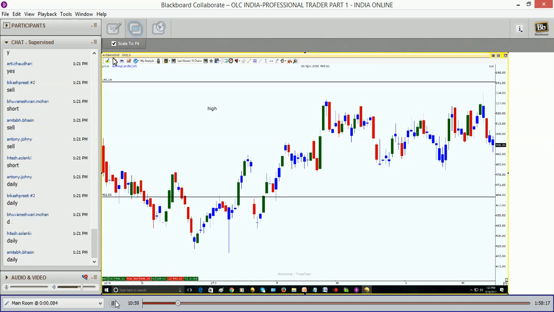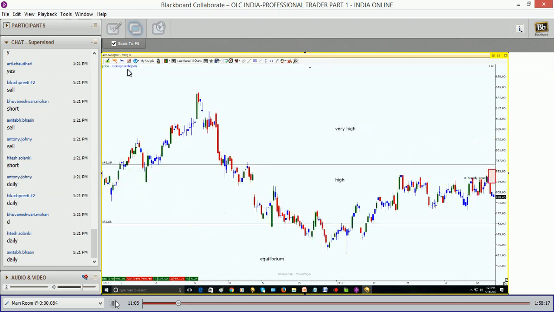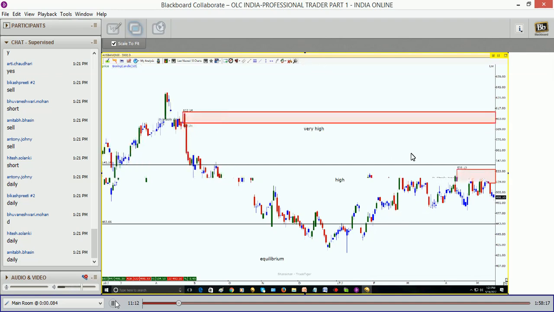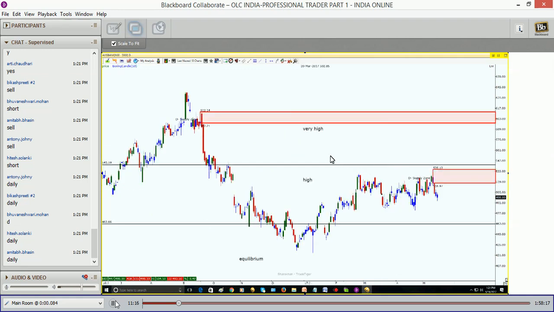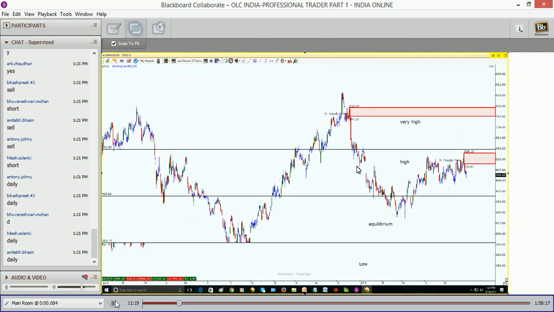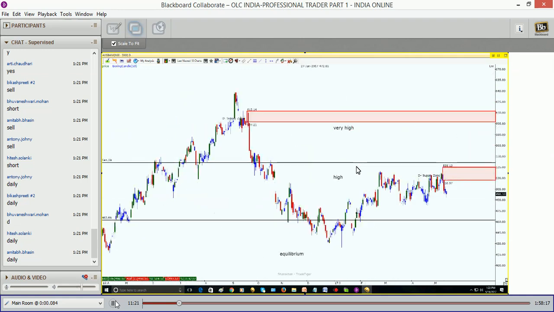On the daily you will see I have one supply over here and I have one supply zone over here. I have two supply zones over here. Now you might ask me, Rahul, which is that good supply zone where we can take an entry? Where am I going to short, Rahul? This one or the above level?